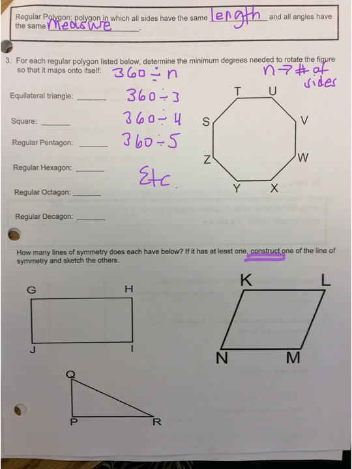Now down here, how many lines of symmetry does each have below? If it has at least one, construct one line of symmetry. Remember, when we construct a line of symmetry, we do a perpendicular bisector. You pick 2 points where you believe that the line of symmetry falls between, and you do the perpendicular bisector between those points. For instance, with the rectangle here, I would imagine, and you can see the same thing I'm sure, that there's probably a line of reflection between the G and H. So construct a perpendicular bisector between those 2 points.